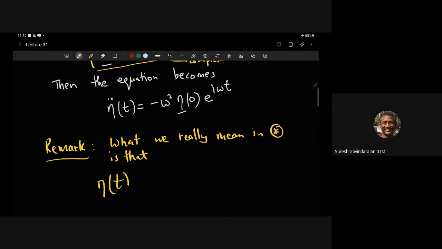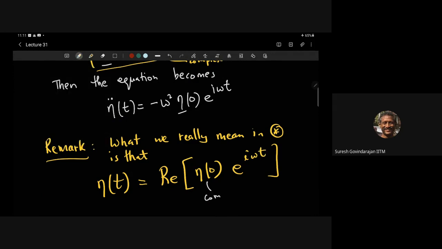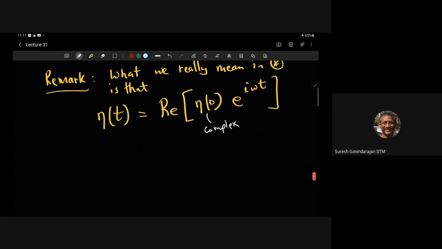Eta of t will be the real part of eta of 0 e to the power i omega t. Here I want to emphasize that this is complex. If you expand this, let's say eta of 0 is eta real of 0 plus i eta imaginary of 0. These are all column vectors. We can do that, no? I can write that and plug it in here.